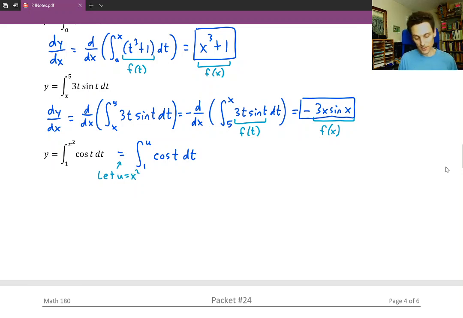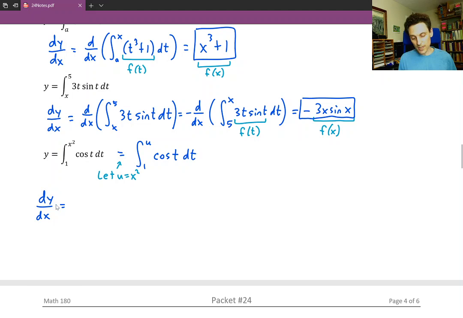We'll let u equal x squared. Now our goal is still to find the derivative of y with respect to x, right? And now we've just rewritten y in terms of a new variable u. Now y is a function of u. It's not a function of x anymore after we make the substitution. But still, y is a function of u, but then u is a function of x.